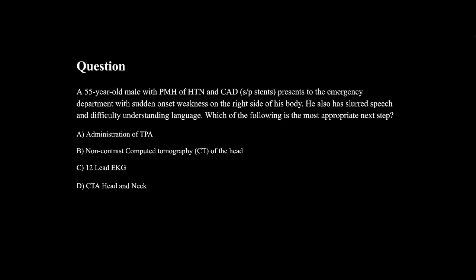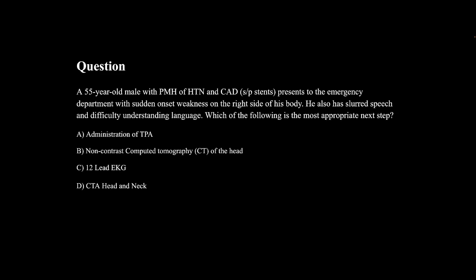So the question is, you have a 55-year-old male, past medical history is notable for high blood pressure and coronary artery disease, for which the patient is status post-stents. Patient comes to the emergency room department today with sudden acute onset of weakness on the right side of his body. He also has slurred speech and difficulty understanding language. What is the most appropriate next step for this patient?